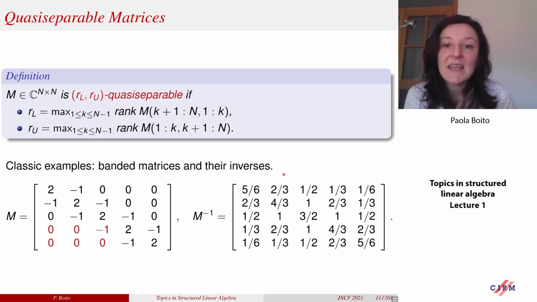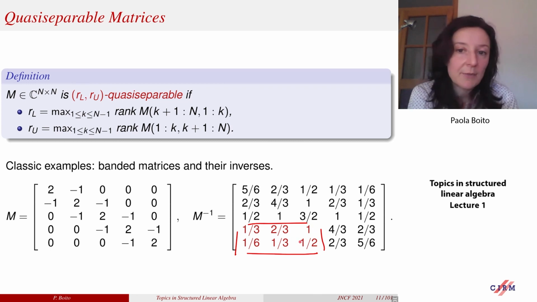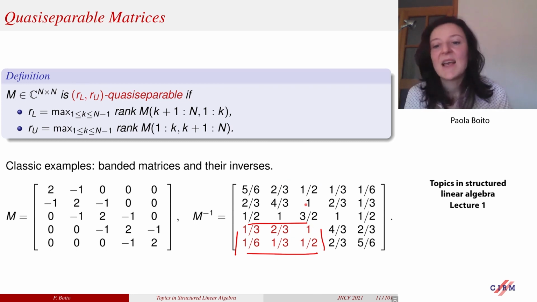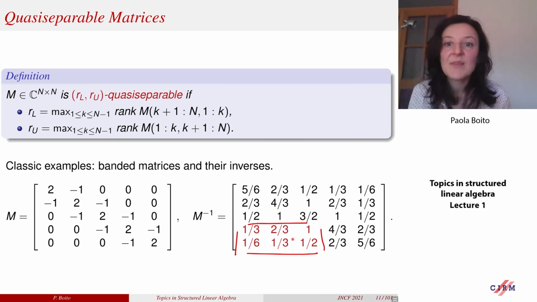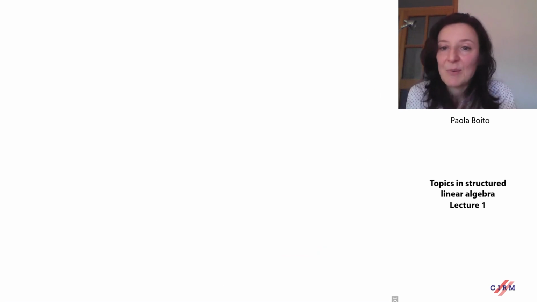But if we look at the inverse of this matrix, which is this one, this is not sparse, this is not banded, this is definitely dense, but it's still quasi-separable. So if we look again, for instance, at this block, it's easy to see that the second column is 2 times the first one, right? So clearly the rank is 1. And also in this block, the first row is 2 times the second one. So again, rank is 1, and the same for the upper triangular part. So inversion preserves quasi-separable structure, even though we lose sparsity.